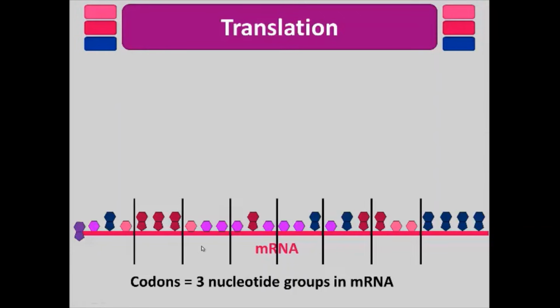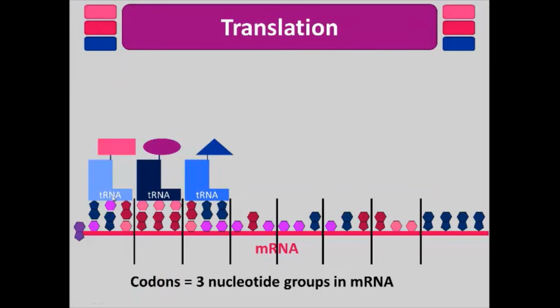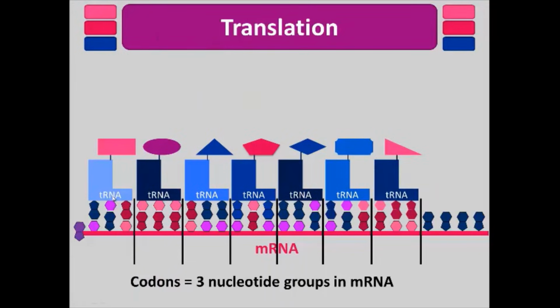Each codon is matched, or rather complemented, by an anticodon on another RNA molecule called a transfer RNA, or tRNA for short. Individual tRNA molecules line up their amino acids according to the sequence in the messenger RNA. Each transfer RNA is loaded with specific amino acids that match its anticodon.